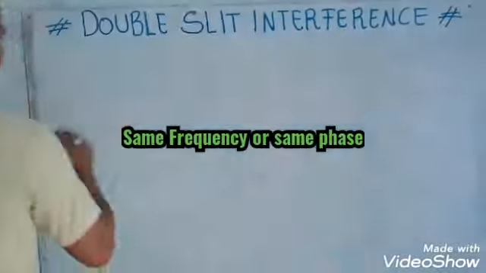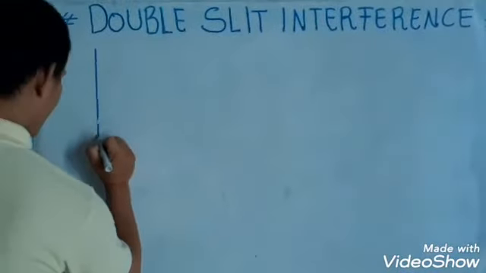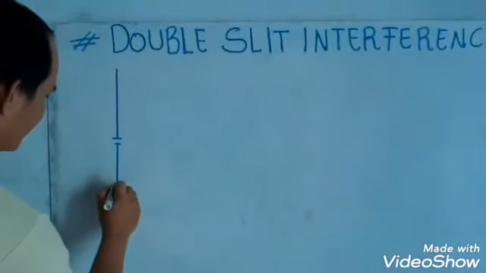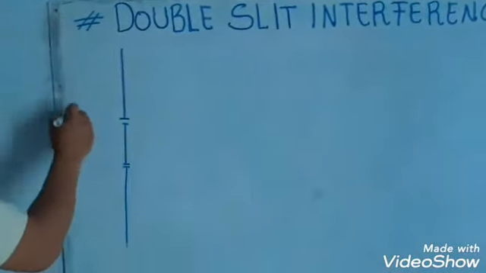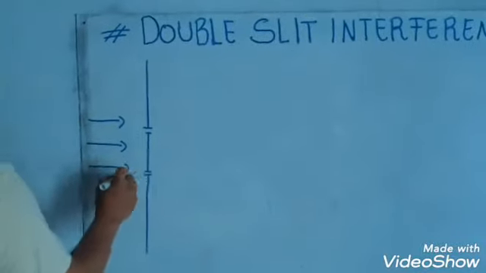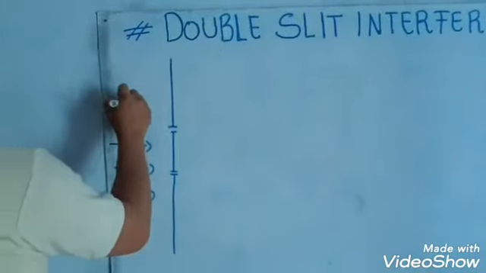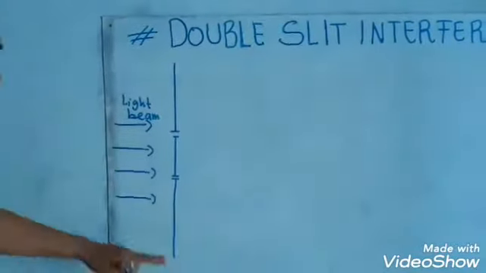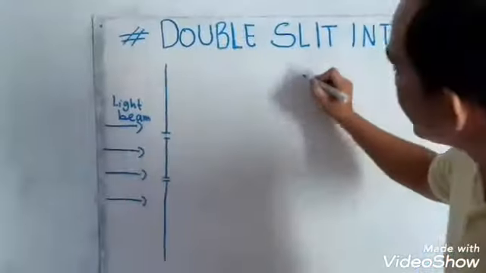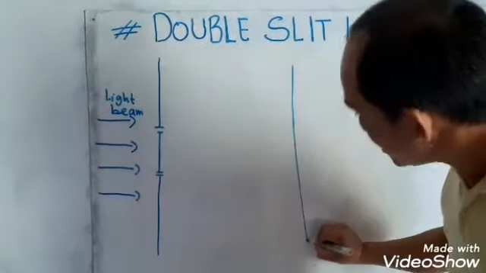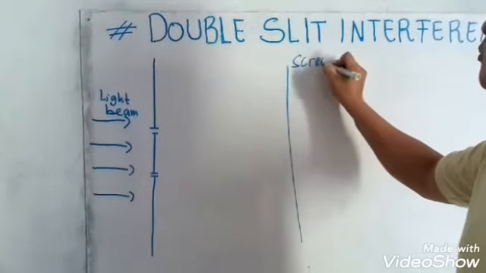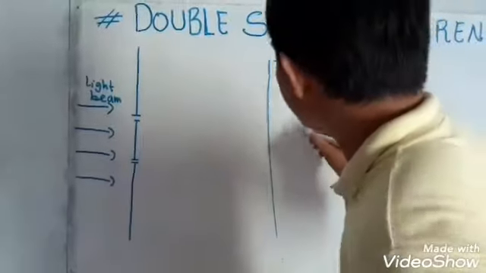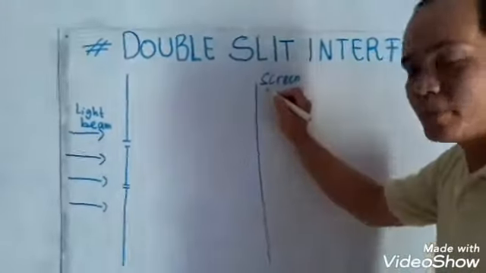Okay? So the light comes and then enters the slit. So we have two slits here, or double slit. And then the light comes through the slit. So this light beam comes through the slit, and then there will be a pattern that is formed on the screen that can be observed. Okay, the pattern is dark and bright.